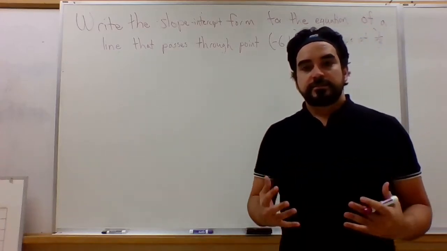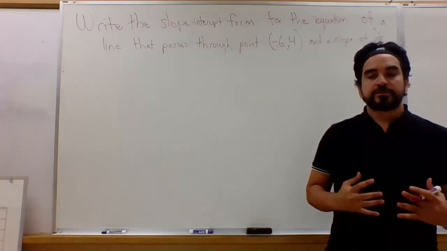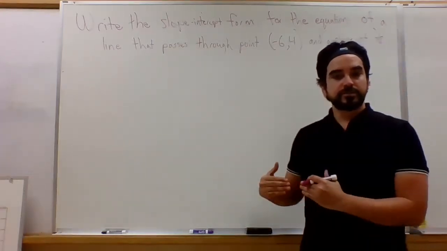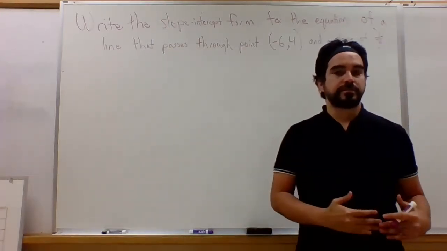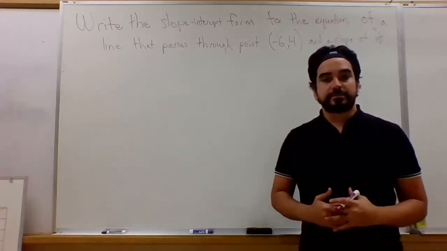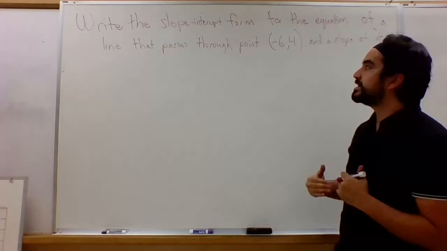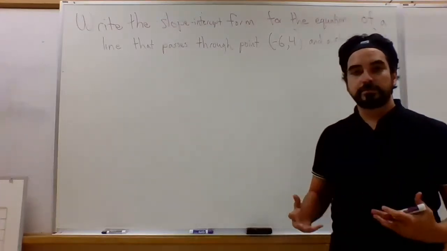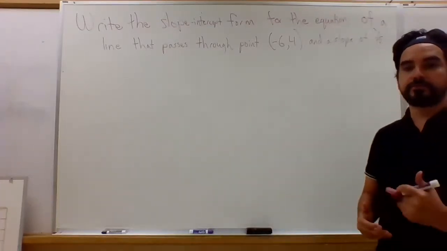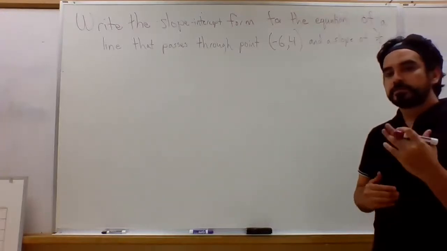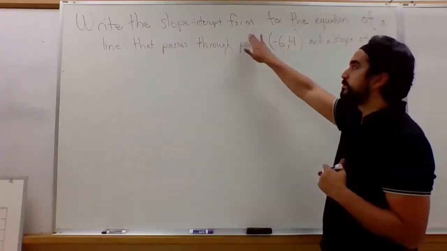So, for today's lesson, what we're going to learn is how to get from point slope form to slope intercept form. So, let's go ahead and get started. Write the slope intercept form for the equation of a line that passes through point -6, 4 and has a slope of 1/3. So, first thing that comes to mind is slope intercept form.